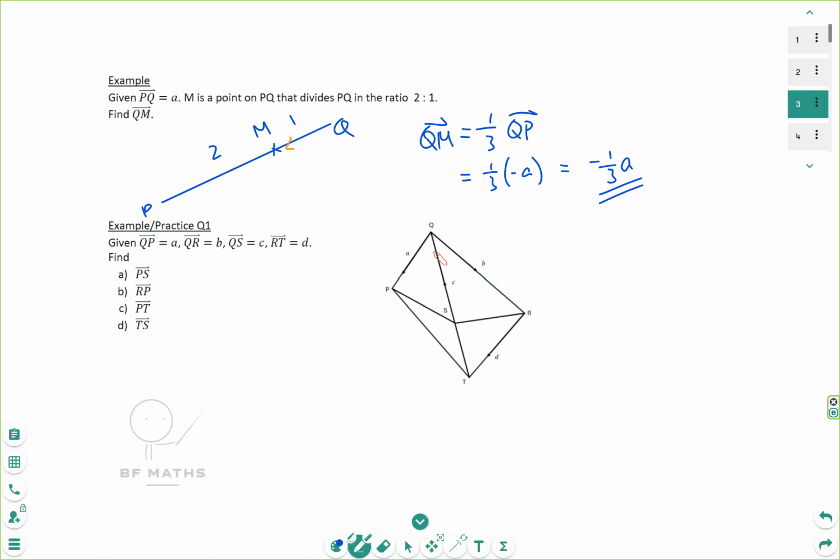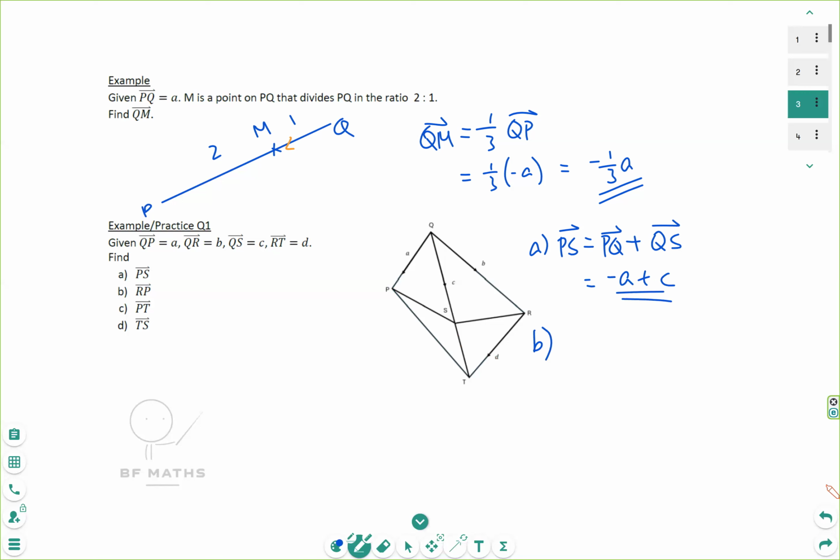Example practice. If you're confident, you can have a go at these questions, depending on how good you are with vectors. If you want, pause the video and have a go. If not, I will just carry on. So QP equals a, QR equals b, QS equals c, RT equals d. Find PS. From P to S, I can do from P to Q plus Q to S. P to Q is negative a, because we're going in the opposite direction. QS is c, so minus a plus c.